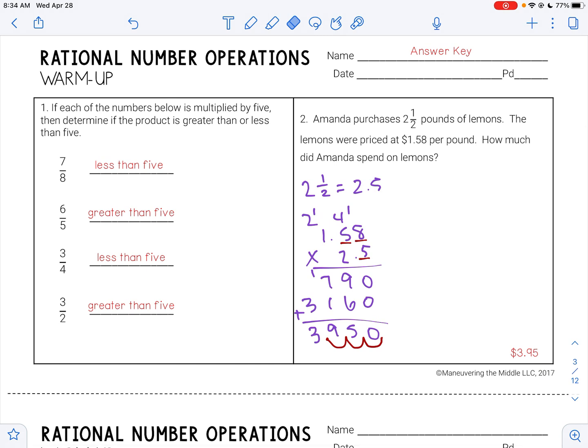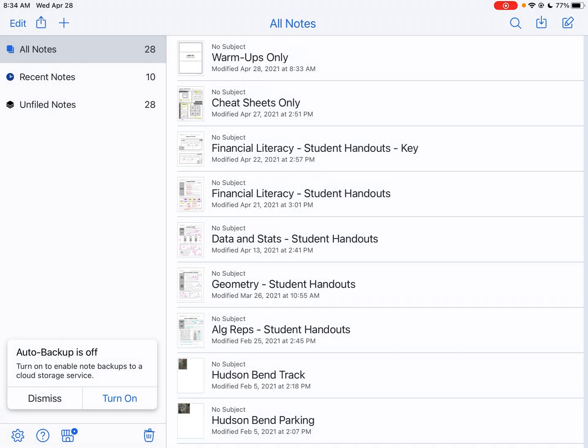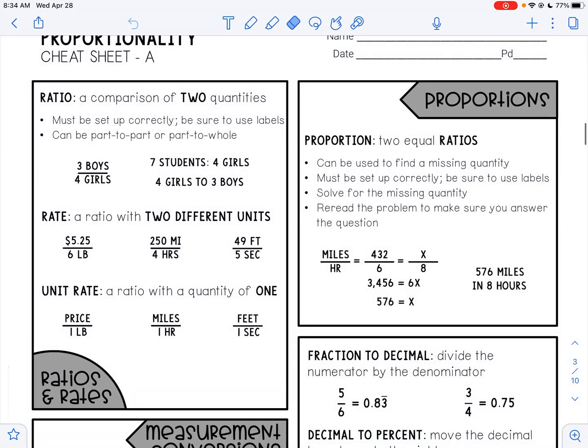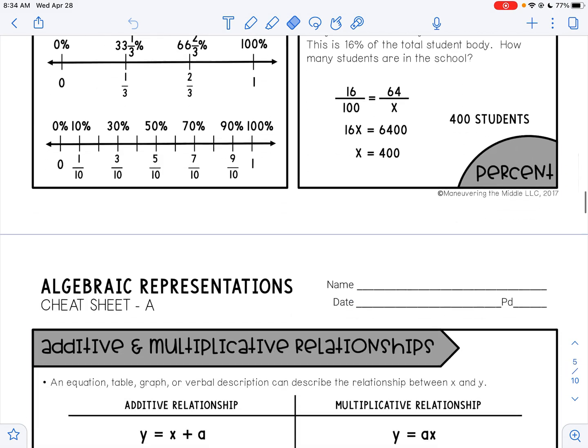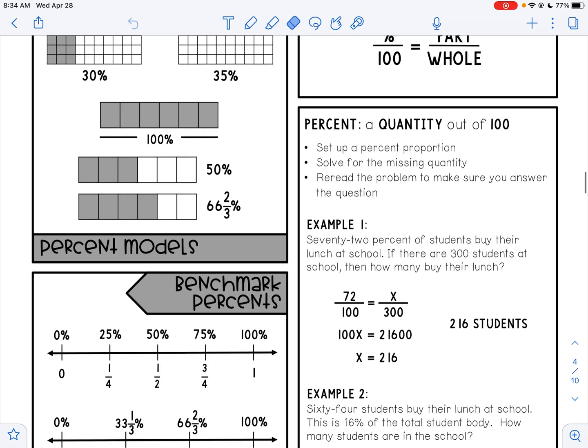Okay, so now we're going to transition over to what we're talking about today, which is proportionality. So everyone go ahead and get your proportionality cheat sheet out. Whoops, I'm going too far.